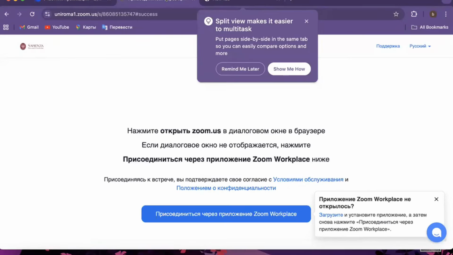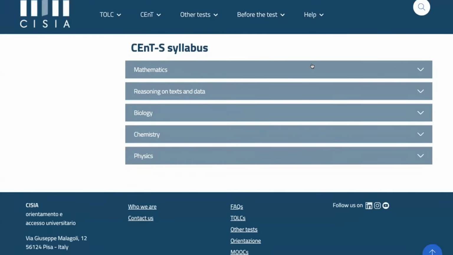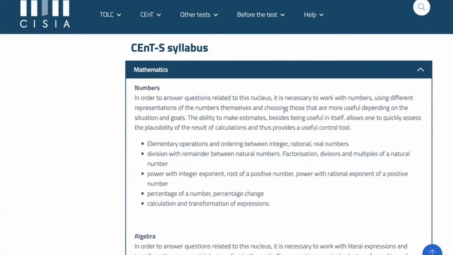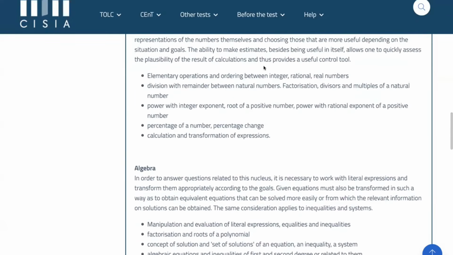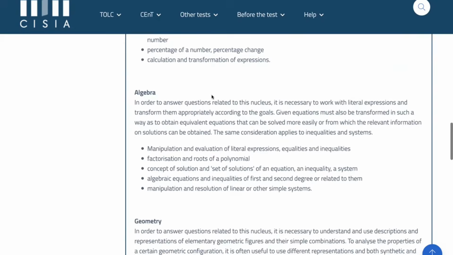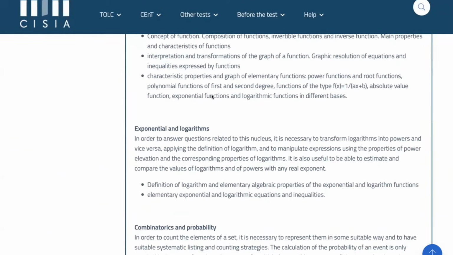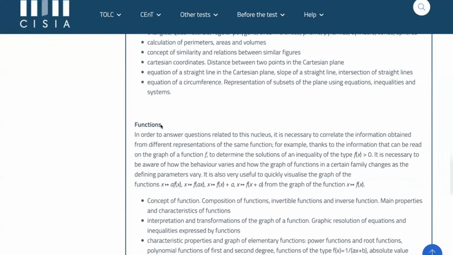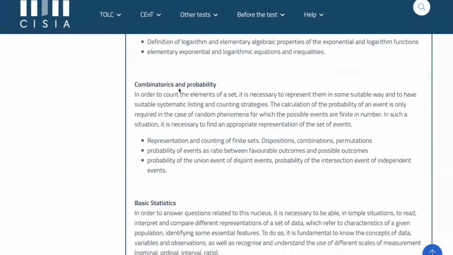All right, let me see where we stopped. Here it is. Here you'll find the detailed syllabus for all 5 sections. For example, this is the syllabus for maths, and I think there are around 7 major sections. It starts with numbers, then basic algebra, then geometry, functions, exponentials and logarithms. I had a lot of problems on exponentials and logarithms on my test, a lot of problems with functions, and 2 or 3 problems on combinatorics.